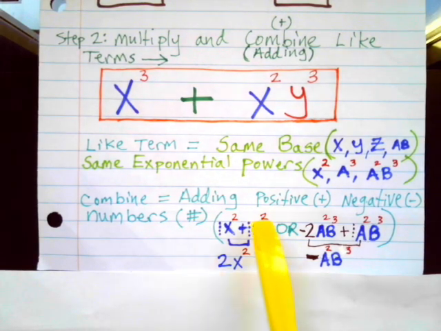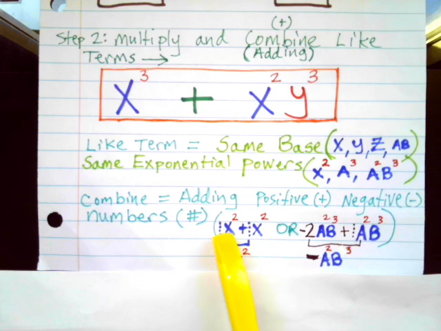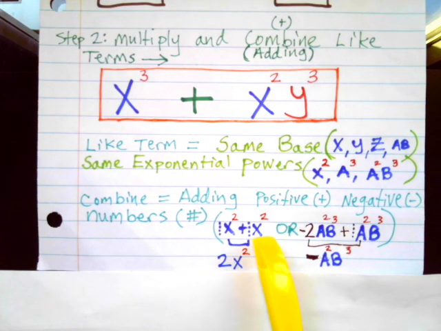So, adding positive and negative numbers, right? Like terms have to have the same letter, the same variable. So here you can see 1x plus 1x. They're the same base, the same x. They're both to the same exponential power of 2. 1 plus 1 is 2x to the second power.